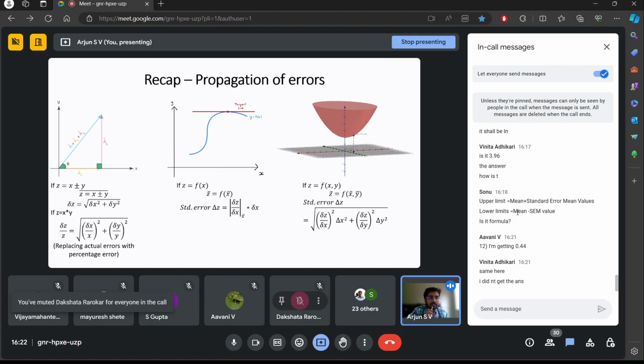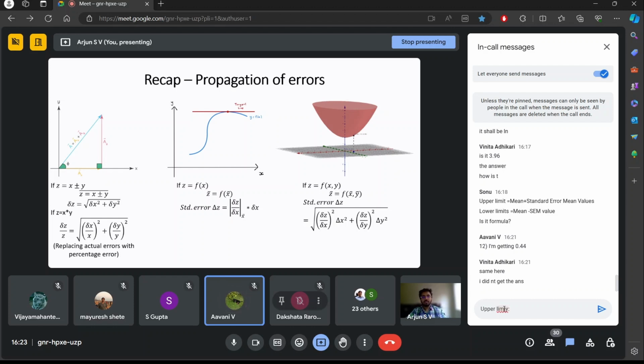Sonu is saying upper limit is equal to mean plus standard error. No, no, no. Sorry, upper limit is third quartile Q3 plus 1.5 times the interquartile range, and then lower limit is Q1 minus 1.5 times the interquartile range. I can maybe put it here. Sure. How can we find it in this question? Like the upper limit and lower limit.